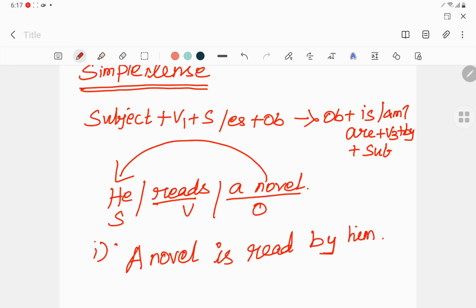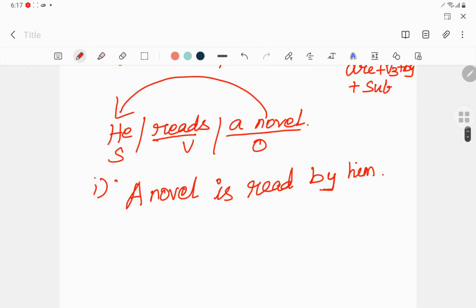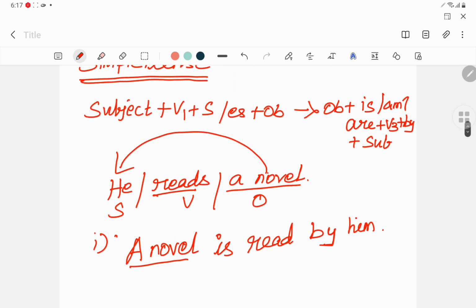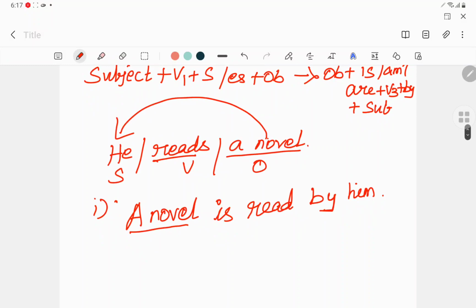First you want to find which is the subject and which is the object, and then change the object into a subject. So here a novel comes. Then you want to find whether it is present or past, present continuous, past continuous. Here what you have is simple present, so you can use am, is, are. Passive forms must be in the third form of the verb. The third form of the verb is read, and then you add by, and the subject comes as an object: the novel is read by him. The difference between these two sentences is nothing; the meaning is the same.